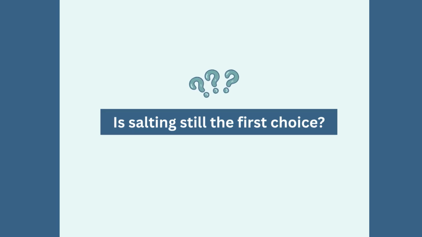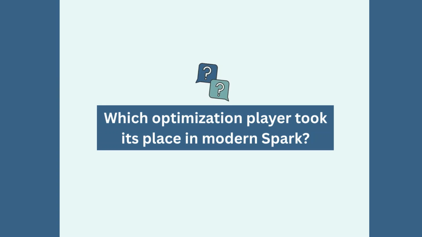But the question is, is salting still the first choice? No. With modern Spark, that is Spark 3.2 onwards, manual salting is no longer the first choice. It is now considered a second option. So which optimization took its place in modern Spark? Here is the funny part. Everything we have learned so far is still important, but in modern Spark jobs, Spark can perform similar optimizations automatically.